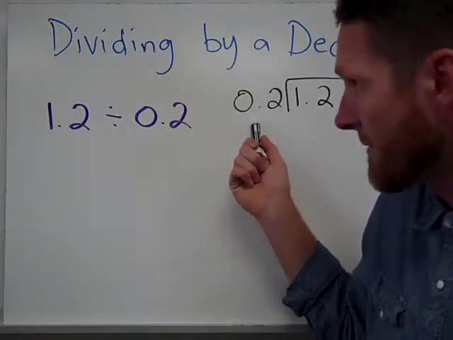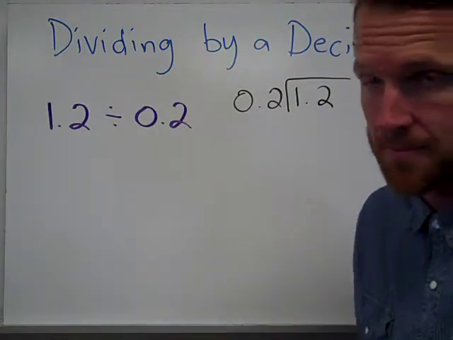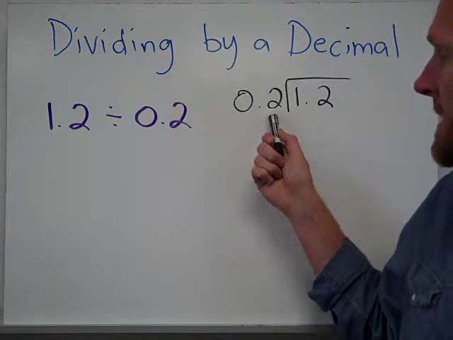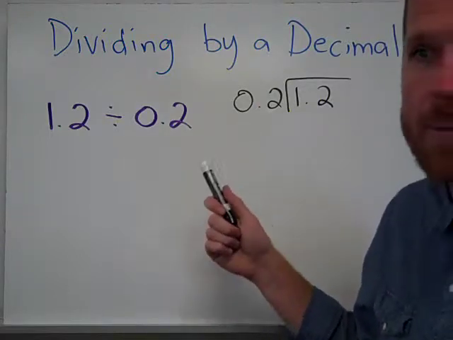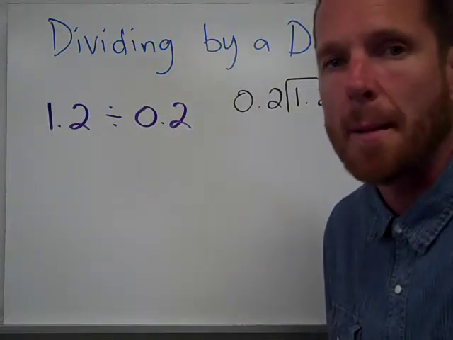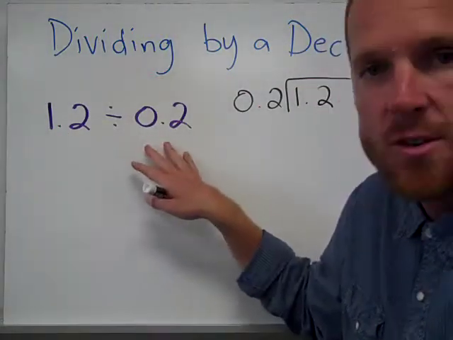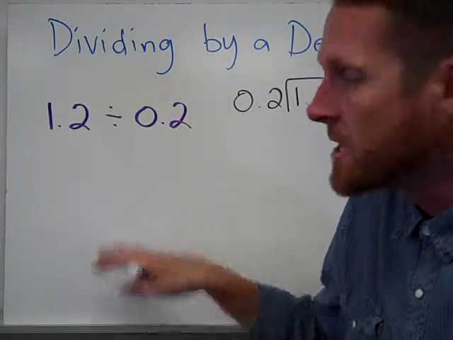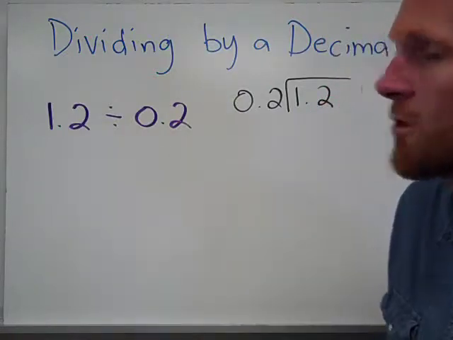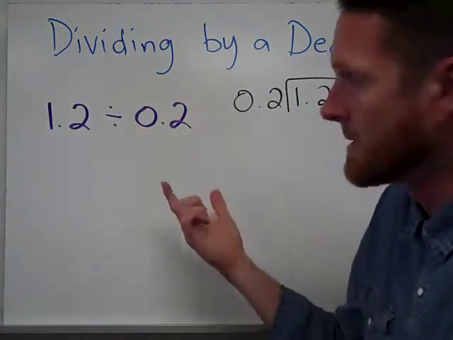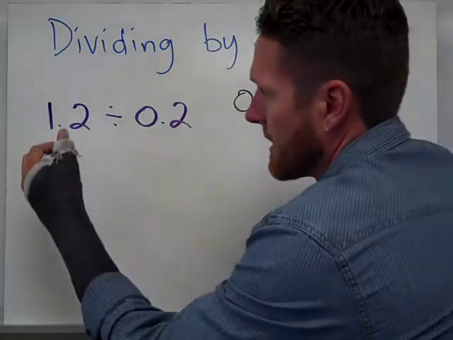So what we have to do is make these into whole numbers, or at least make the number here a whole number. In order to do that, you have to multiply, and whatever you do to one number you have to do to the other number. So we're going to multiply by 10 because we need to move that decimal place one spot.